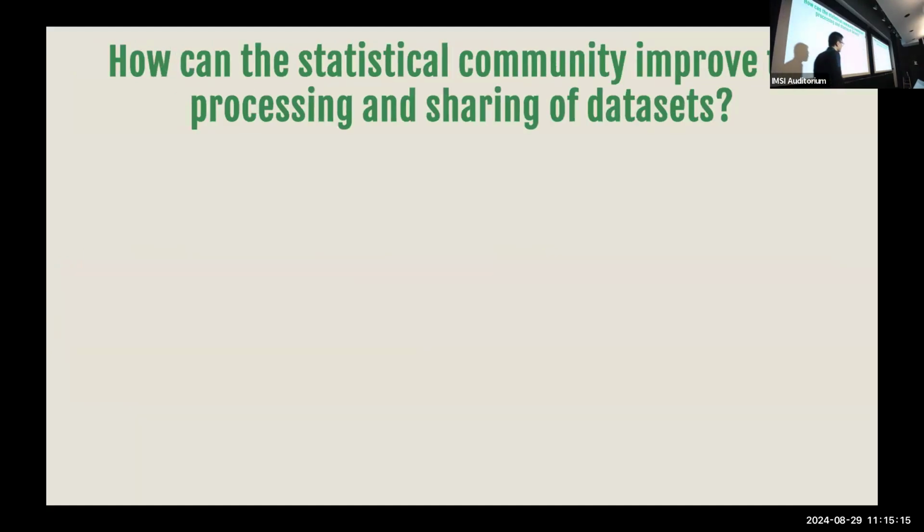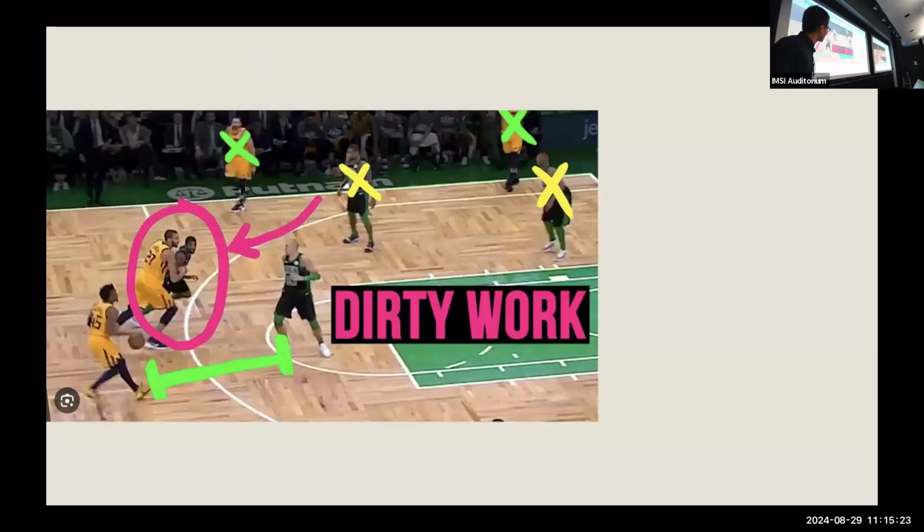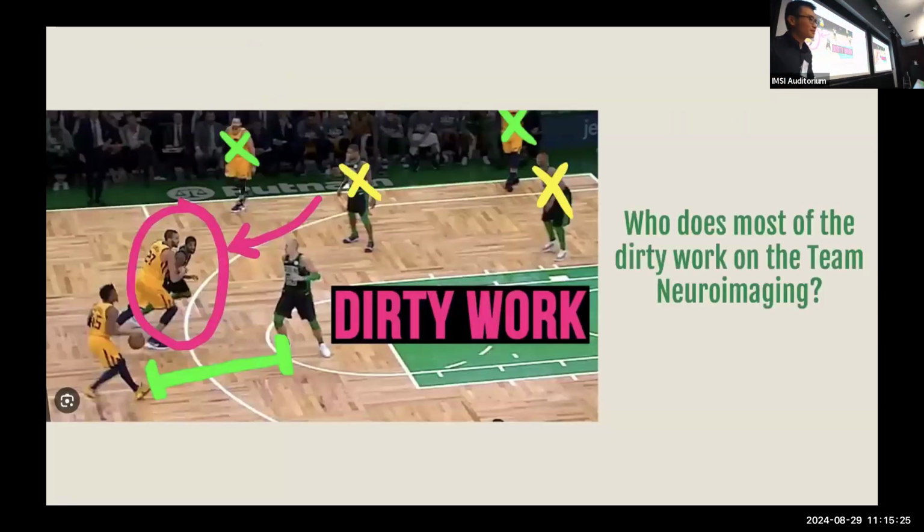The second one is specifically for the statistical community and how we can improve the process and sharing of the data. When I see this question, I want to ask another question: in terms of the imaging community, who actually does most of the dirty work? Think of us as a team, like a neuroimaging team. Who does most of the dirty work? Dirty work means something you cannot get credit for, right?